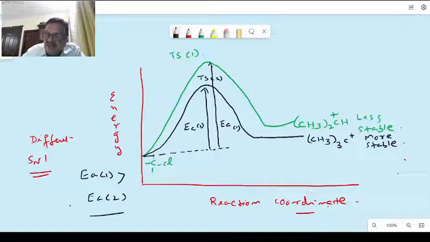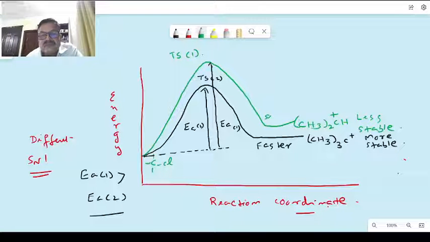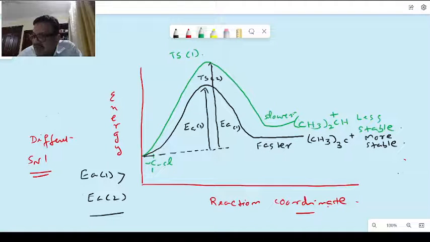Now, the Hammond postulate can be used to predict the relative rates of two reactions. That is the more important thing. Relative rates of two reactions can be predicted. So this will be a faster reaction here. This is a faster reaction. Now the other one will be a slower reaction. So Hammond's postulate can be used to predict the relative rates of two reactions. The most important point here.